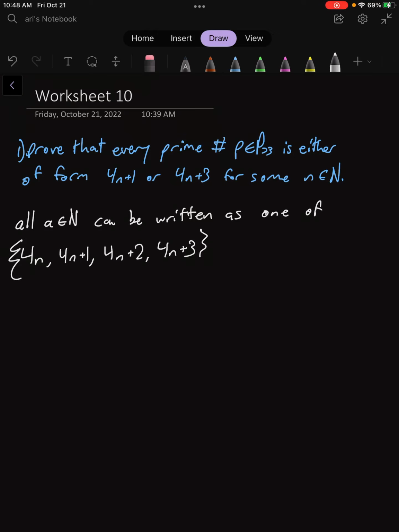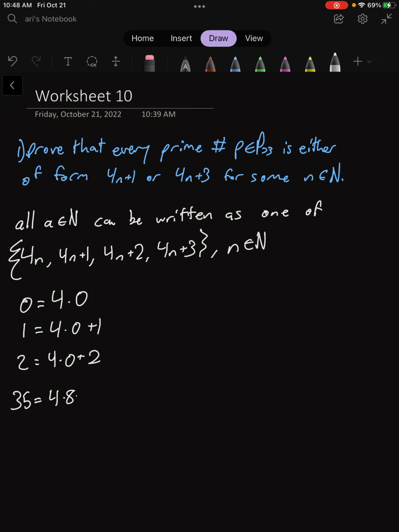And for example, if we take 0 as a natural number, and it should be noted that n is also a natural number, so 0 equals 4 times 0, 1 equals 4 times 0 plus 1, 2 equals 4 times 0 plus 2, 35 equals 4 times 8 plus 3. So they're all following this form of 4 times n plus 1, 4 times n plus 2, 4 times n plus 3, where n is any natural number. So in these first three cases, I had n equals 0, and in this last case, I had n equal to 8.